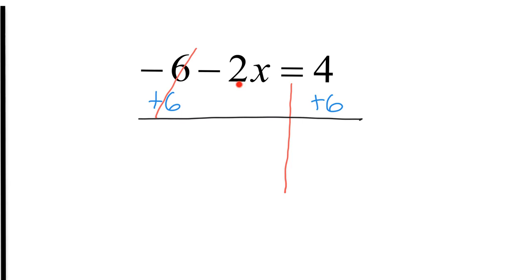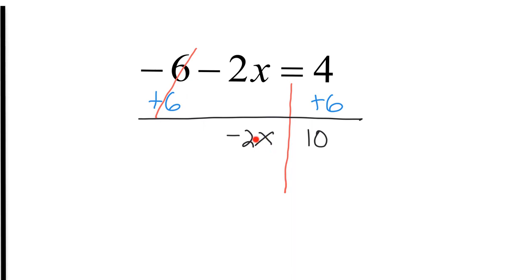I'm going to bring down the negative 2x right here. So I'm going to put negative 2x. And on the other side, I'm just going to simplify 4 plus 6. And that's 10. You actually add those natural numbers, or you can say integers. 4 plus 6 is 10. And now I go to step number 3. Step number 3, I need to isolate the variable.